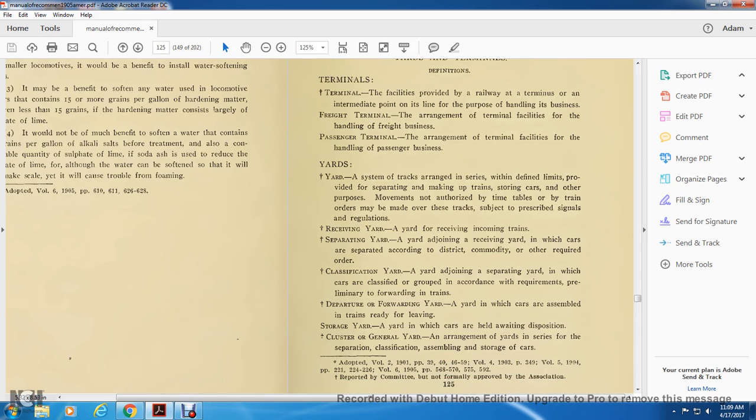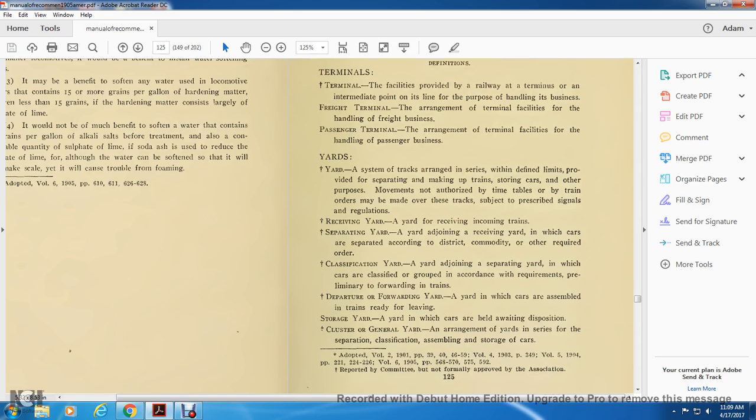Storage yard: a yard in which the cars are held awaiting disposition. Classification or general yard: the arrangement of the yards in series for the separation, classification, assembly, and storage of the cars.